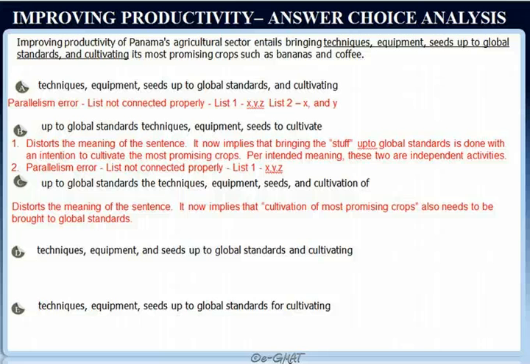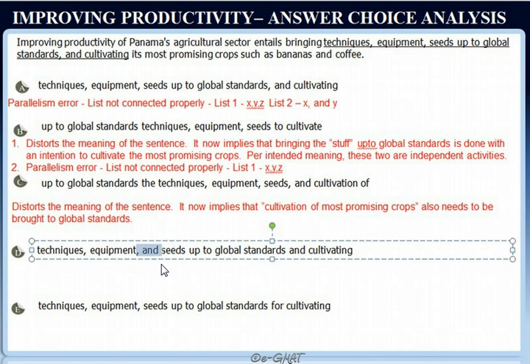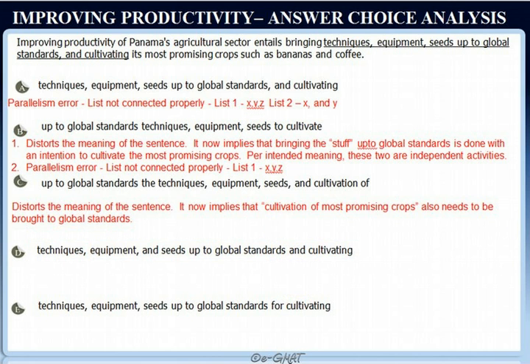So that's not correct. Again, it's very important to understand what the original intended meaning is, and then select the answer choice that maintains that meaning without introducing any grammatical errors. So this choice is also not correct. Let's look at choice D. Techniques, equipment, and seeds up to global standards and cultivating. Here, this appears to maintain the original meaning, and look at the first list. It has been connected using a comma and then you have another and before cultivating without any comma. So it does the connection of both the lists correctly as we wanted. So this appears to be the correct answer choice.